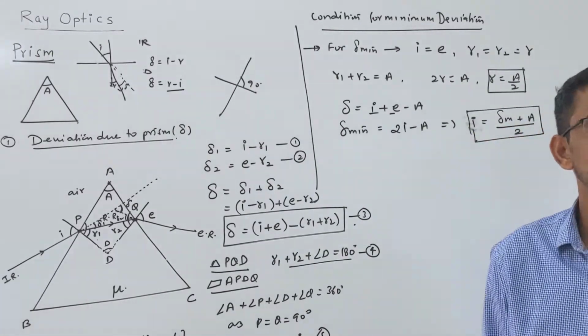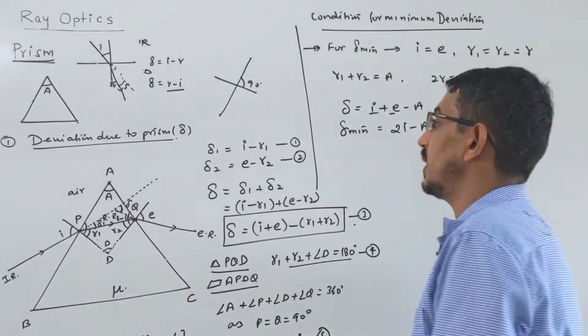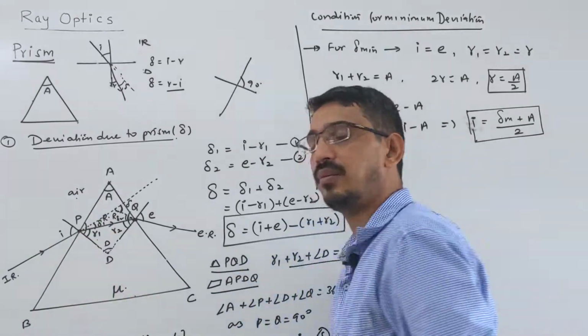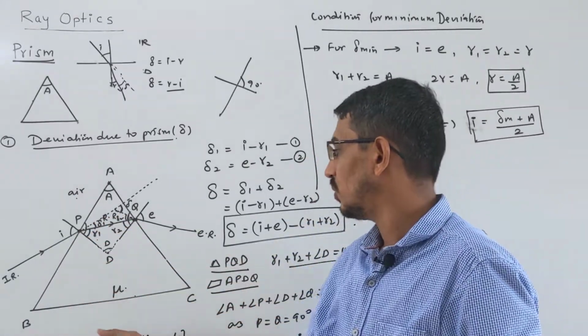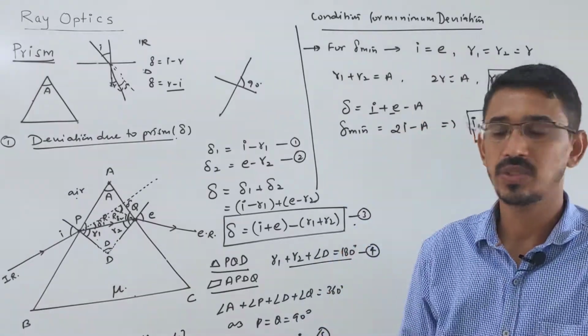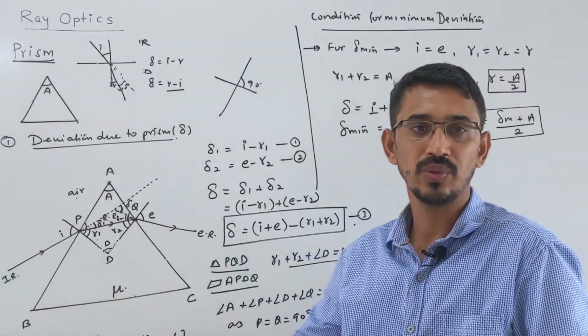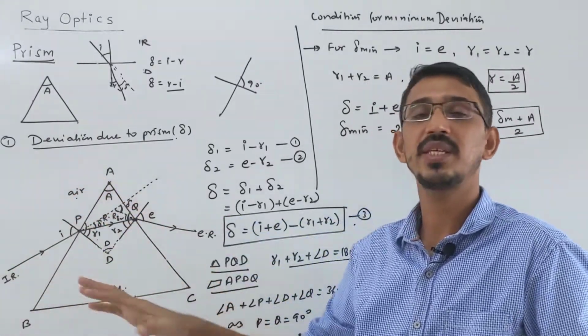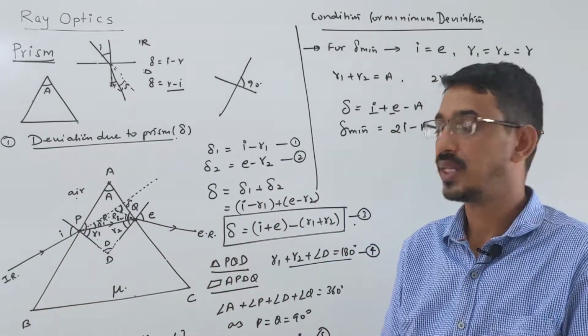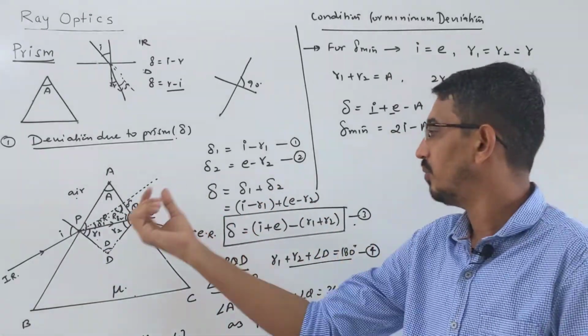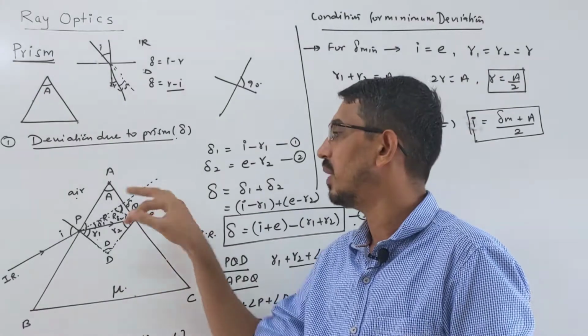Now I will write what? Snell's law. Suppose that is air, and this is your prism. So the relative refractive index is mu by air, and air is 1, so it is mu only. Suppose some medium is given, and the prism is placed in water. Then what is the refractive index? We will talk about relative refractive index: mu of this prism by mu of that medium.